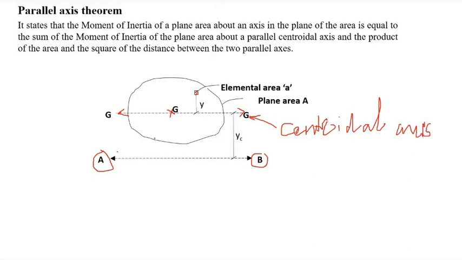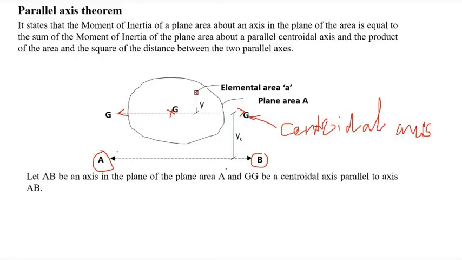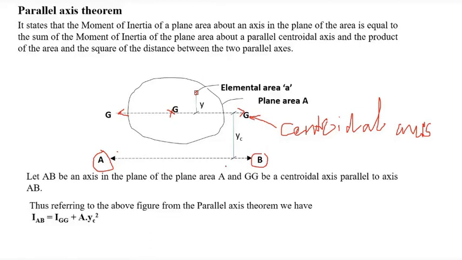So according to the theorem, the moment of inertia about AB, that's nothing but IAB, is equal to the sum of the moment of inertia about the centroidal axis, that's IGG, plus the product of area, capital A, and the square of the distance between the two parallel axes. Let YC be the distance between the two parallel axes. Then IAB is equal to IGG plus area into YC square. So this is the definition of our theorem.